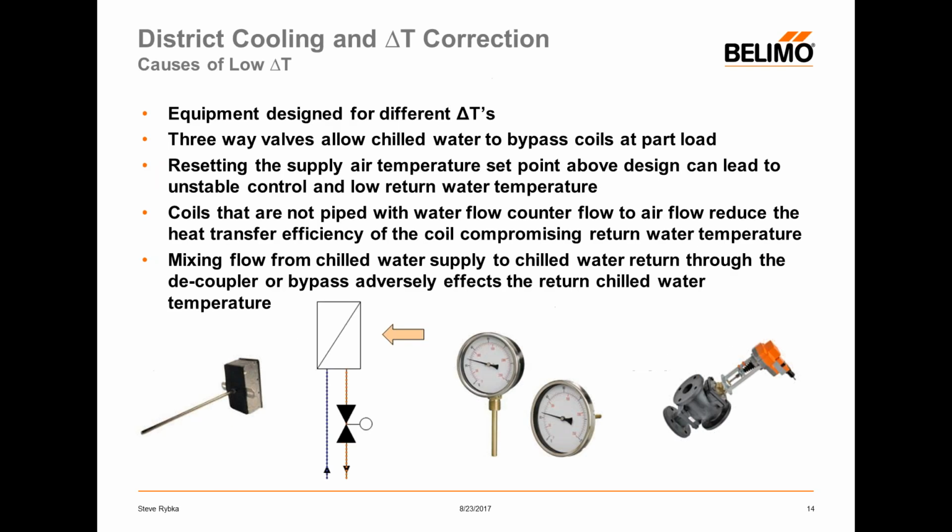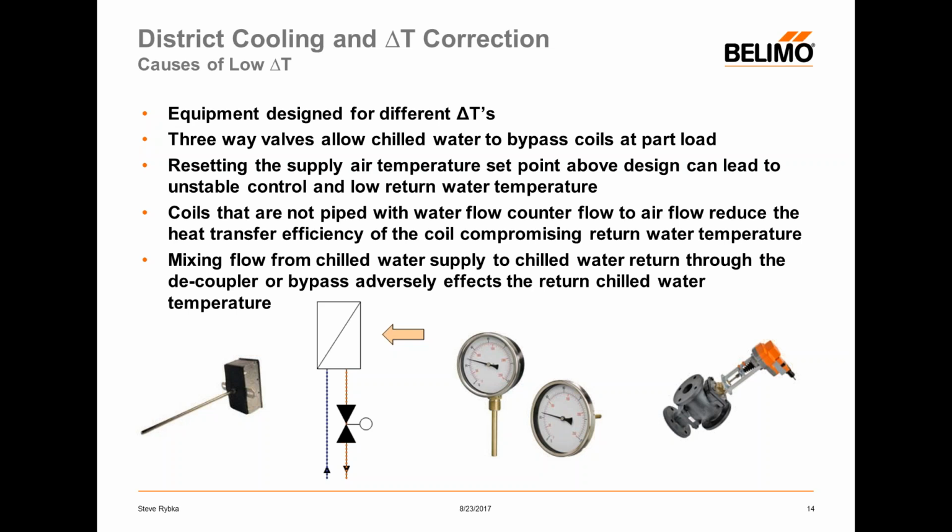Lots of causes of low delta T. Some buildings have different equipment that was designed for different delta T's, stuff's been added, stuff's been removed. Three-way valves, of course, bypass water at partial load. So we start sending our design supply water temperature back to the return and not pushing it through a heat transfer device. So that can be very wasteful.